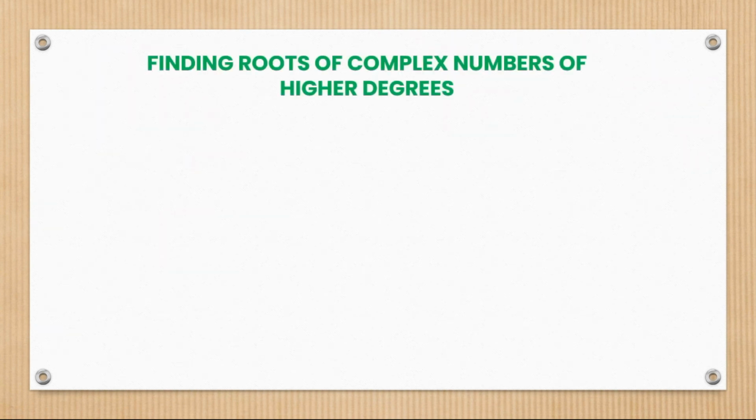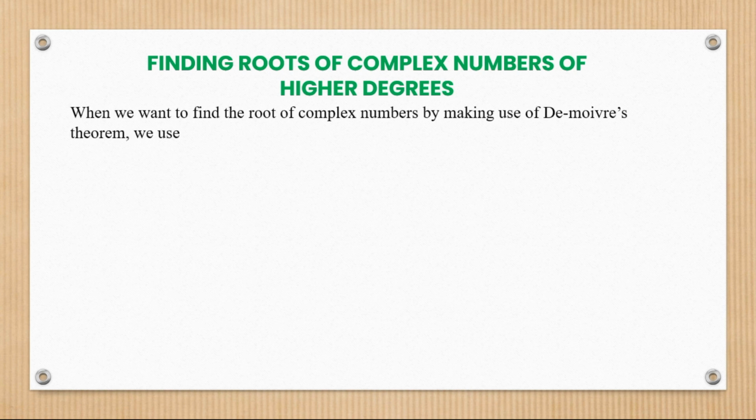Alright, so let's move into another section of De Moivre's theorem. Now we're going to find how to find roots of complex numbers of higher degrees using our knowledge of De Moivre's theorem. We've already used a formula before to find the square roots of numbers, but now we're going to use De Moivre's theorem to find roots of complex numbers that go beyond the basic square roots. If you're being asked to find the 4th root, the 5th root, the 6th, it doesn't matter, anything higher, this is where it's going to become useful.